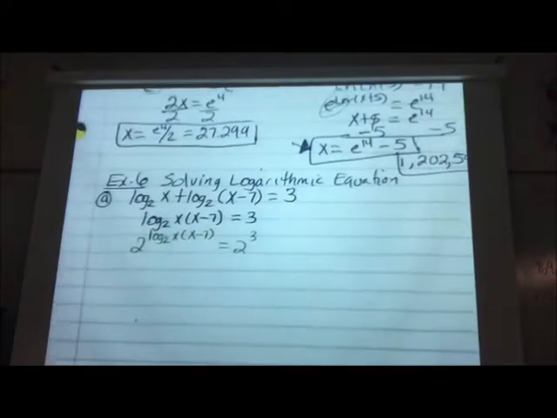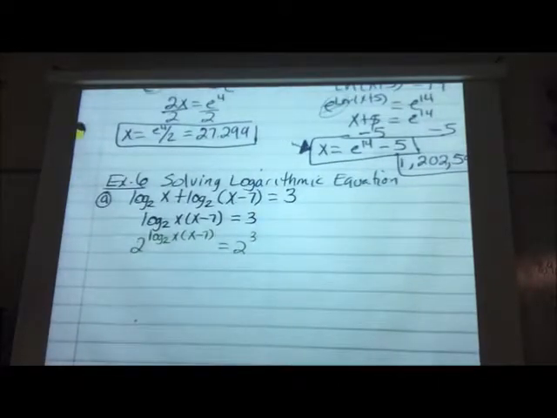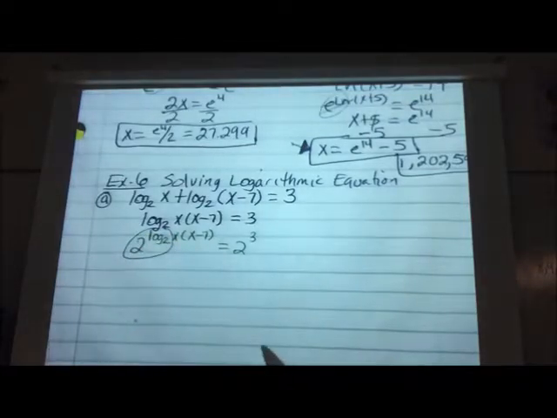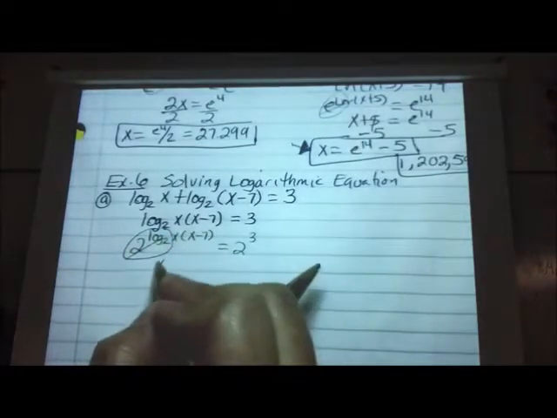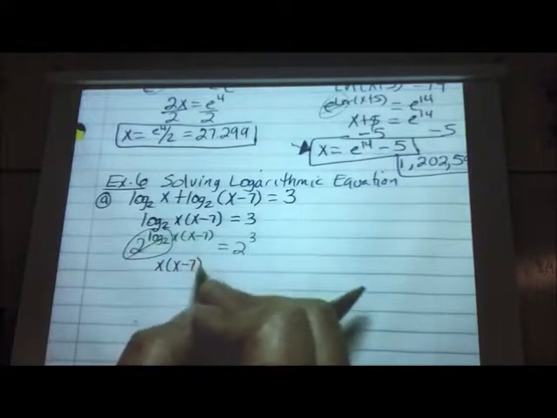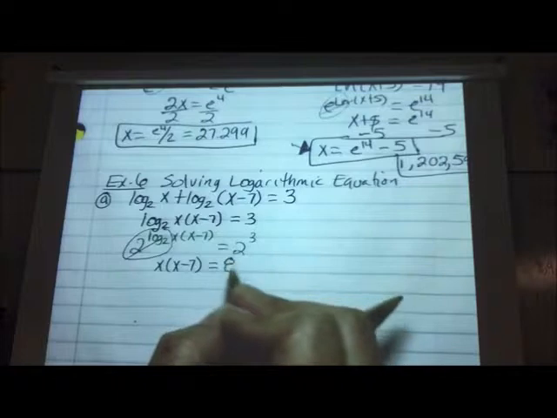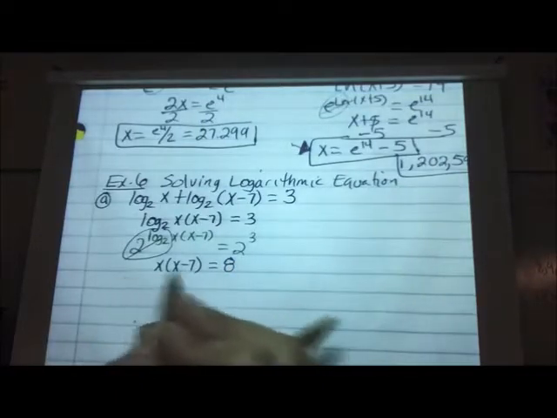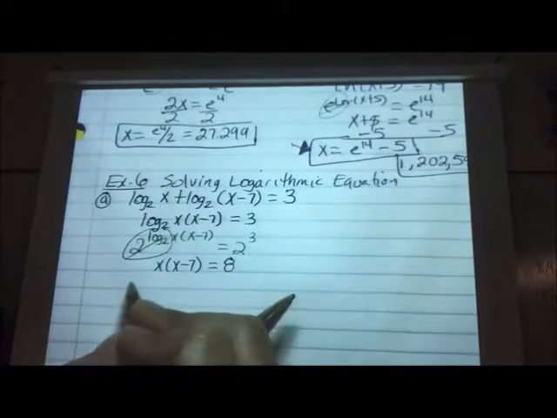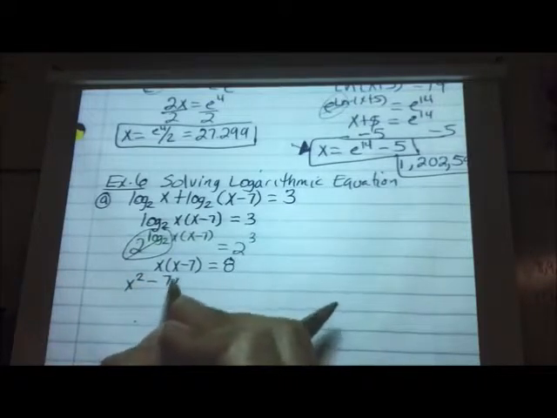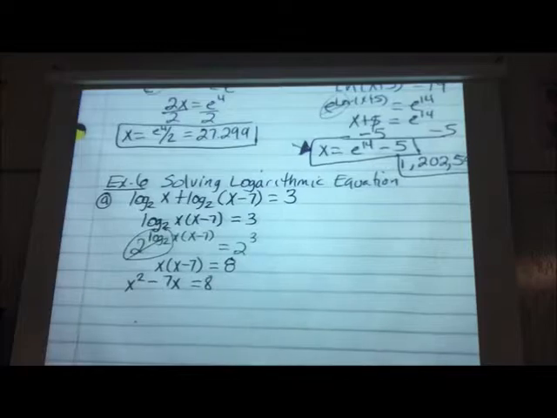So are we okay with that? It goes back to something we previously did. So this here, what happens? Cancels. I have x times x minus 7 equals 8. I should distribute here, which gives me x squared minus 7x equals 8.